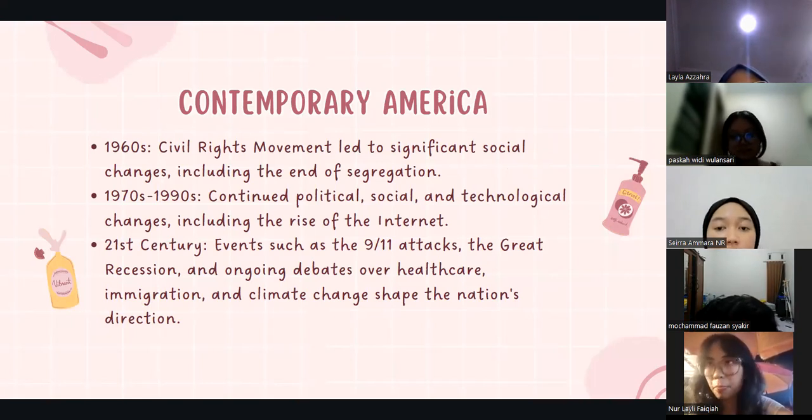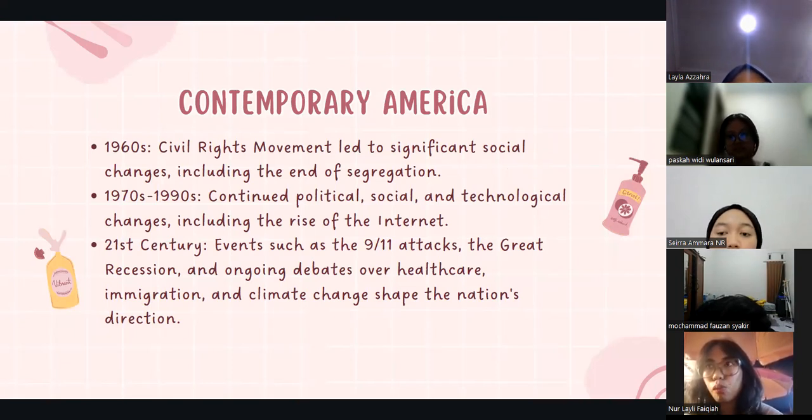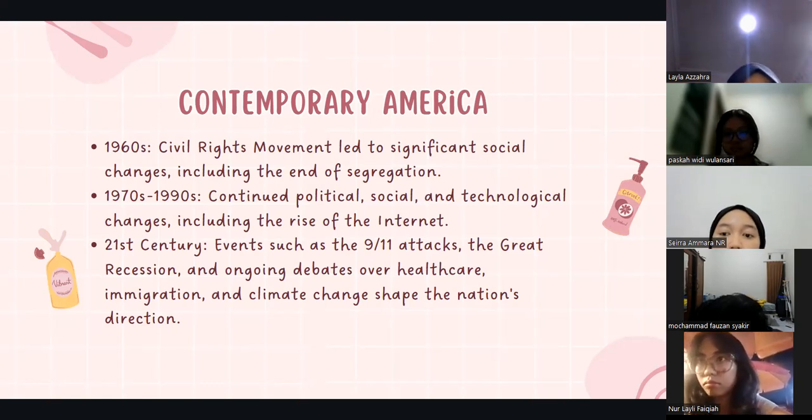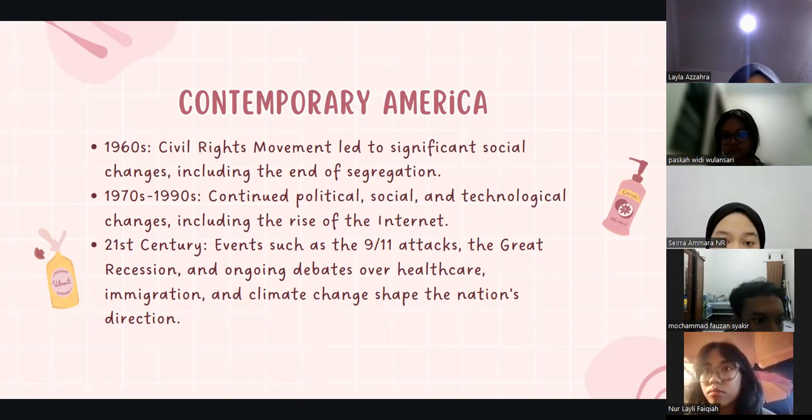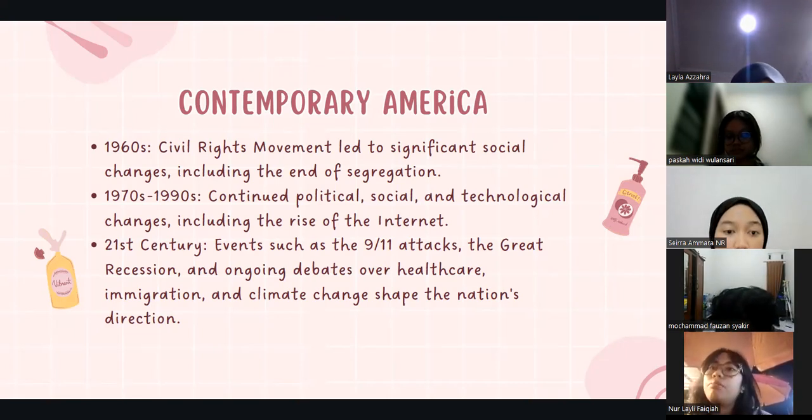And from the 1970s until the 1990s, America experienced many changes. Politically, there were movements for equal rights for women and other minorities. Socially, attitudes toward diversity and equality continued to evolve, and technologically, the rise of the internet revolutionized communication and how people access information. And in the 21st century, the key events and ongoing issues.